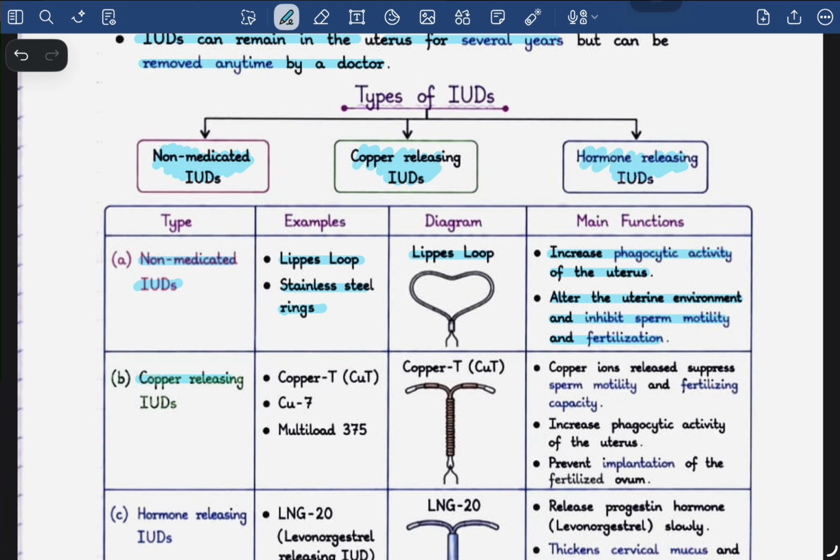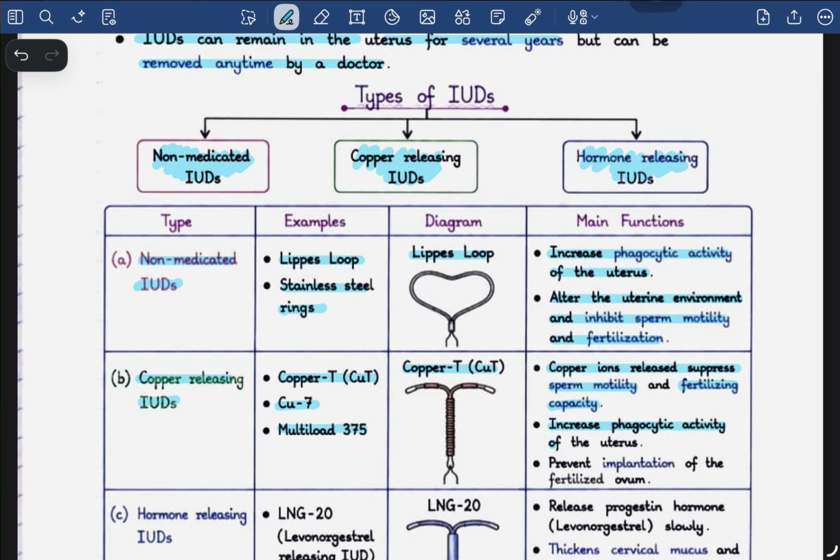Second is copper releasing IUD. Examples are copper T, copper 7, and multiload 375. This is the diagram of copper T. Copper ions are released which suppresses the sperm motility and fertilizing capacity. So it keeps on releasing copper ions slowly, and that decreases the sperm motility, and it also affects the fertilizing capacity of the sperms.